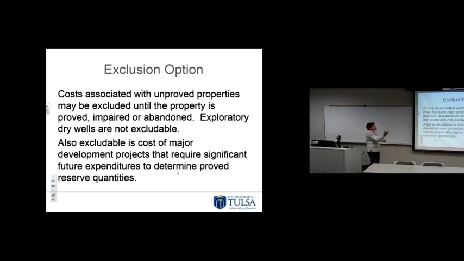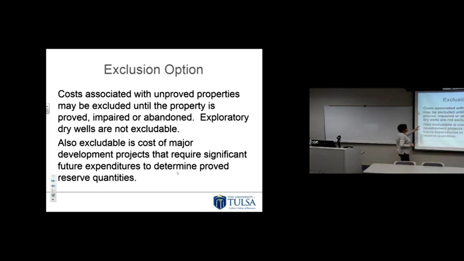If the property becomes proved, that's great. We add reserves in the denominator because proved reserves go up, and then all the costs will be included. If the property becomes abandoned, we can't exclude an abandoned property because we know it's never going to produce. We know reserves in the denominator are not going to change. We can't exclude those costs. They have to go in.